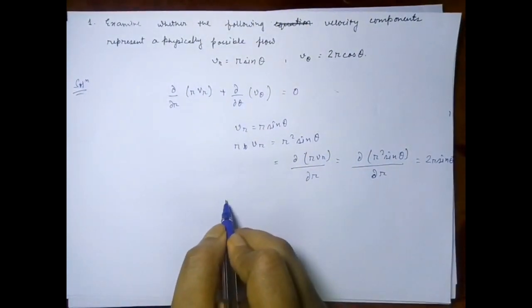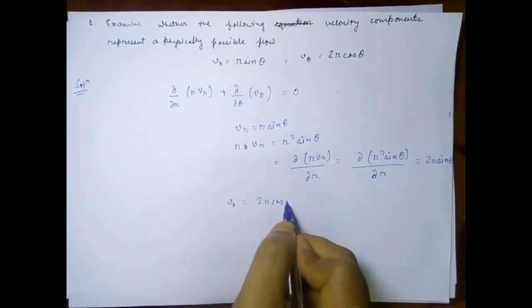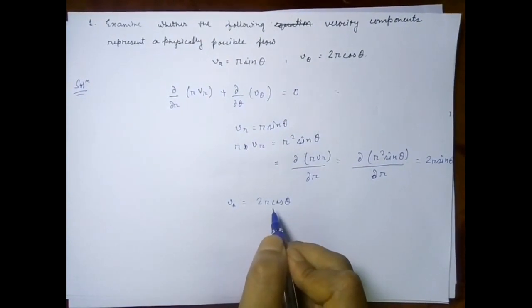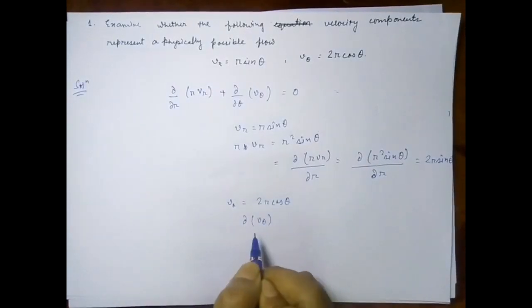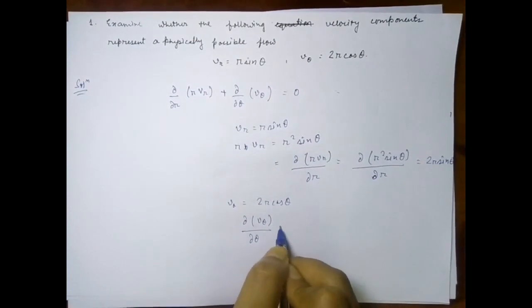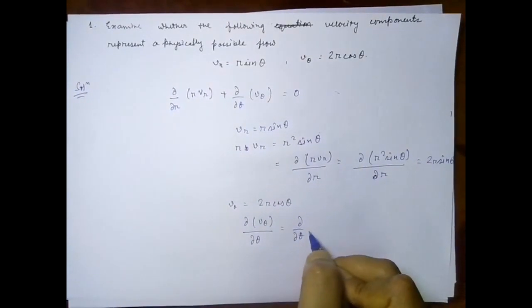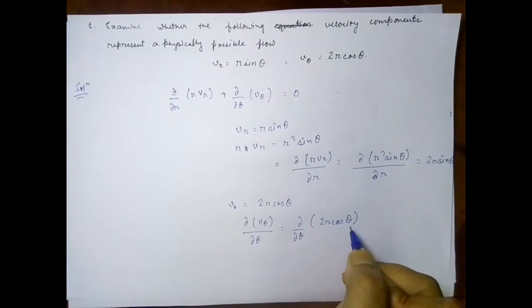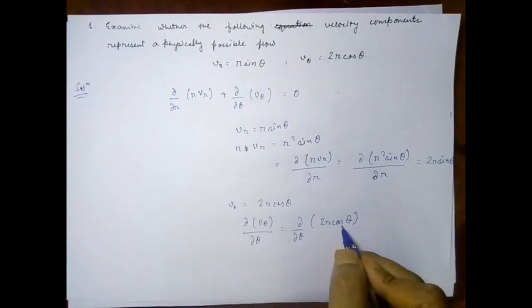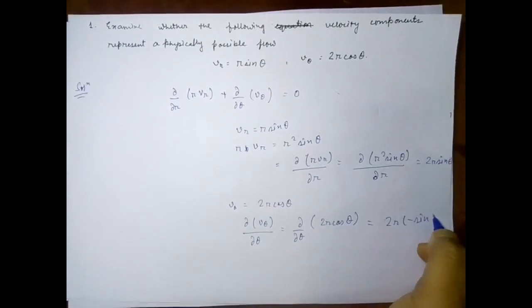Similarly, there is again V theta, which is equal to 2r cos theta, and while differentiating del V theta with respect to theta, we will get del upon del theta, replacing V theta with 2r cos theta. Cos theta's differentiation is minus sin theta, so it will be 2r times minus sin theta.